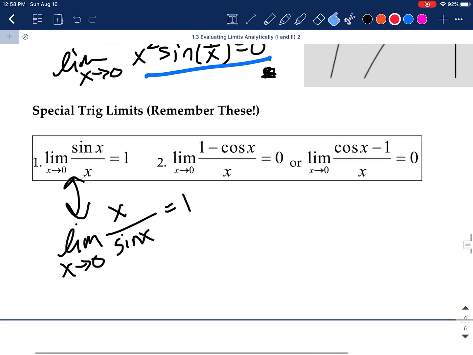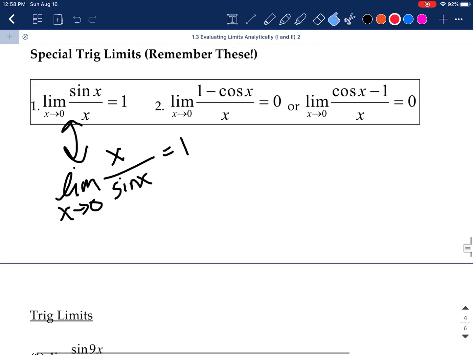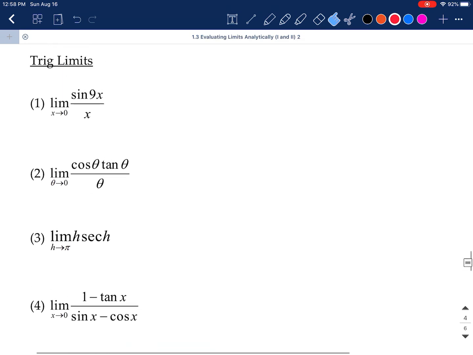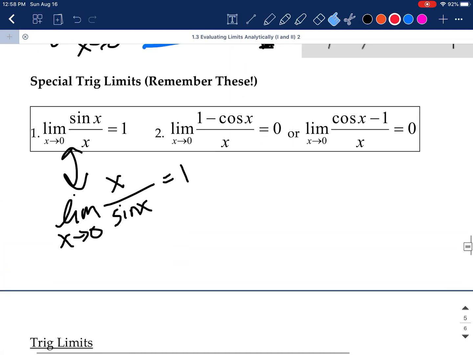All right, so we're going to zoom out here. So after that, we've got some trig limits to look at and then some additional exercises. So we'll finish with the trig limits. So we're going to be using this first one directly here.